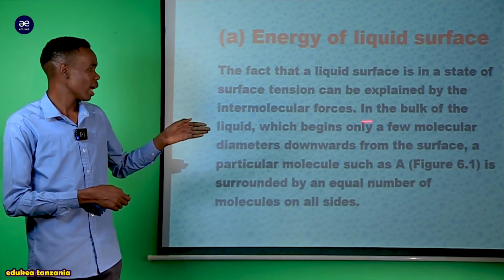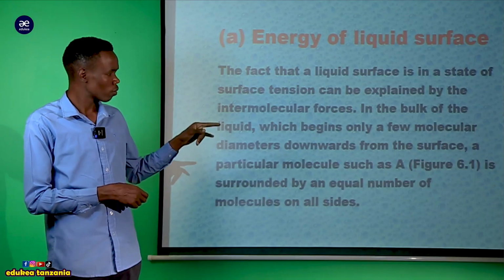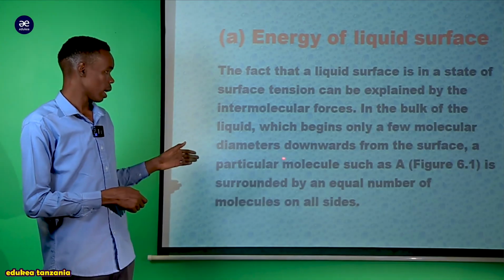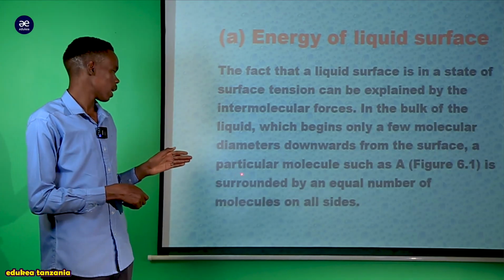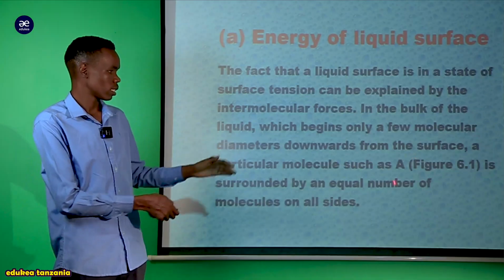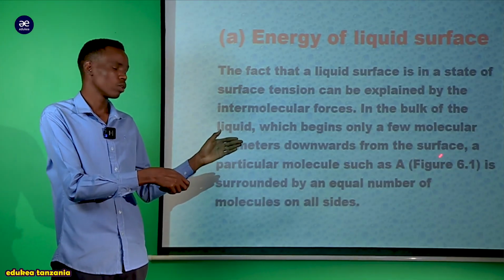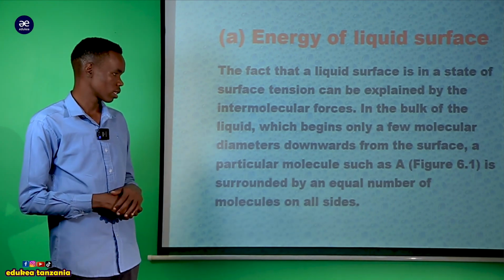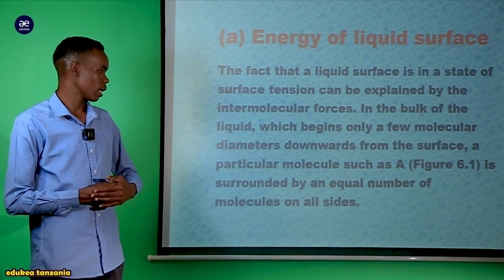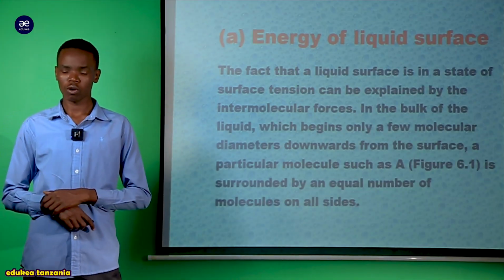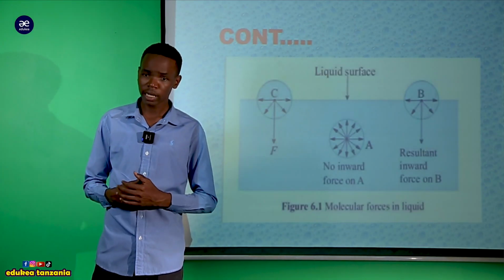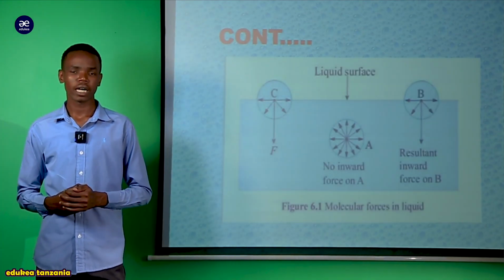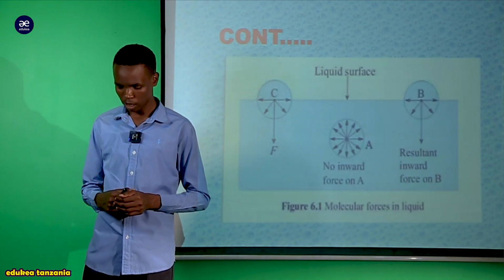In the bulk of the liquid, which begins only a few molecules' diameter downward from the surface, a particular molecule, such as A, as shown on figure number 1, is surrounded equally by molecules on all sides. So let us look at the diagram that explains the energy that occurs on the surface of the liquid.